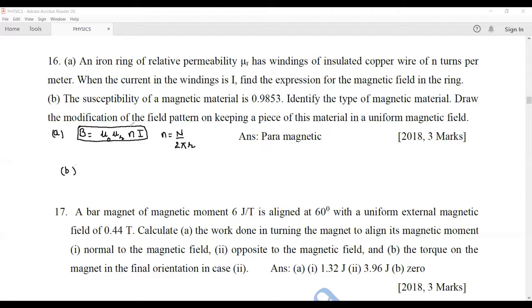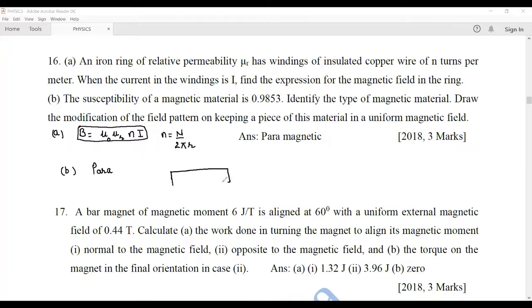B part is, the susceptibility of a magnetic material is 0.9853. Identify the type of the magnetic material. Okay, as the susceptibility is a small positive value, so the material is paramagnetic material. Draw the modification of the field pattern on keeping a piece of this material in a uniform magnetic field.